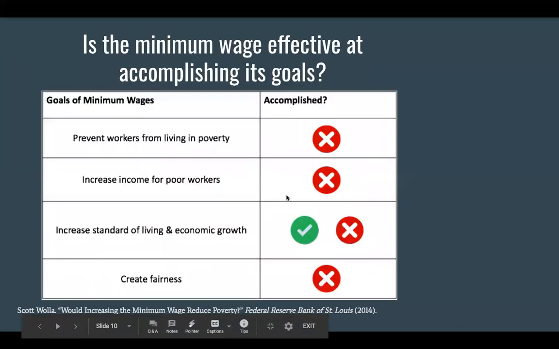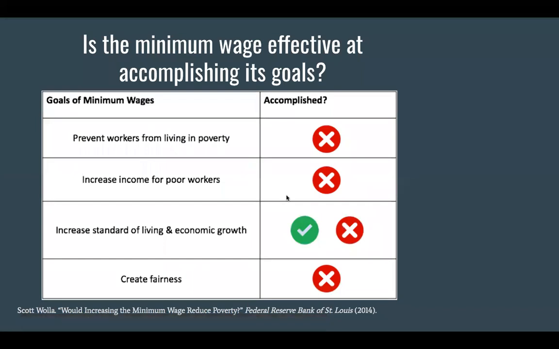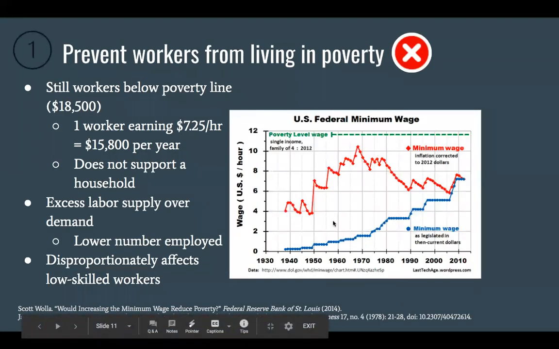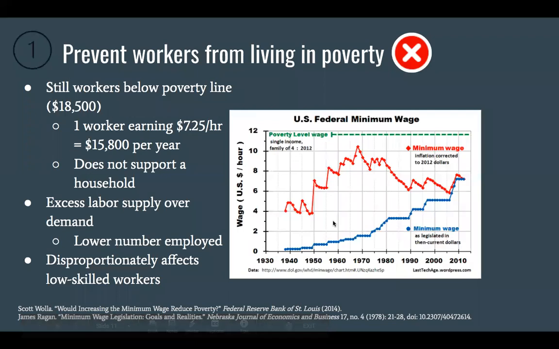So here we see 4 goals that Maggie mentioned earlier for the minimum wage. And now we're going to analyze the minimum wage to see if it's effective at accomplishing these 4 goals. So if we look at the first goal, preventing workers from living in poverty, let's take one worker earning $7.25 an hour, working 40 hours a week, meaning that they will earn $15,800 per year.